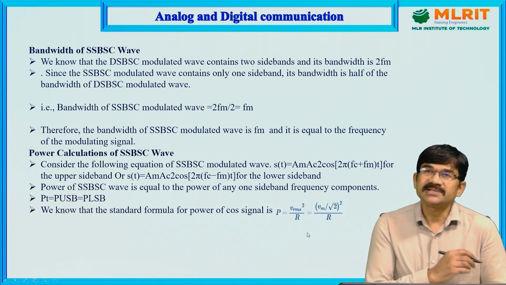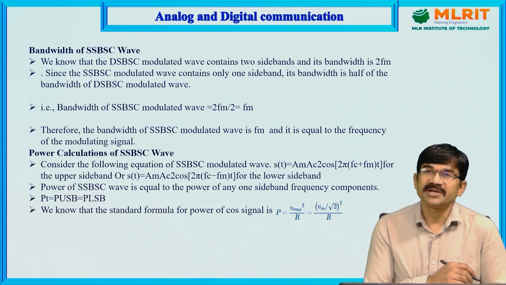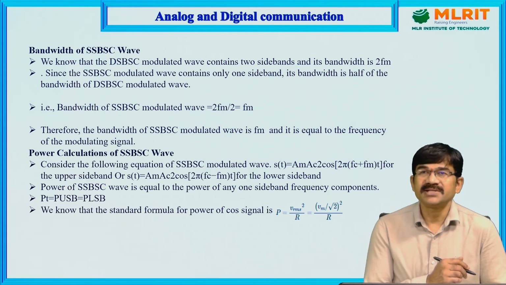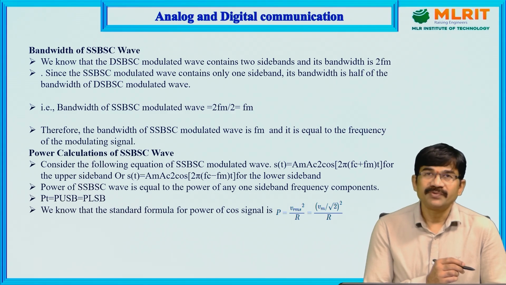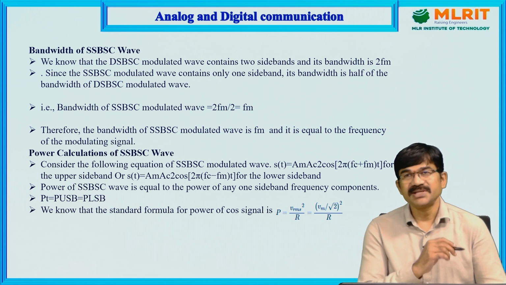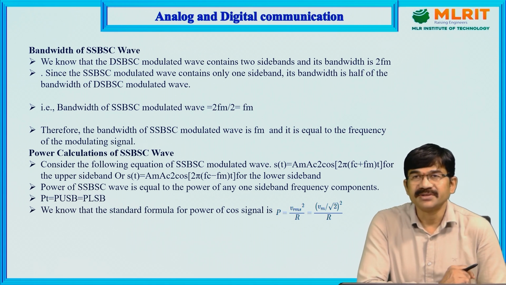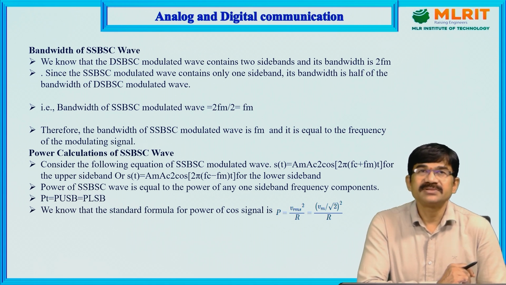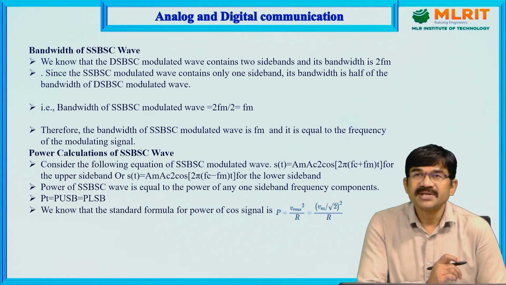So next, what is the bandwidth required for the transmission of the SSBSC? In AM, what is the bandwidth? 2 fm. In the DSBSC, what is the bandwidth? 2 fm. So what bandwidth is required for the SSBSC? In the previous DSBSC, two sidebands we are transmitting, so the bandwidth of the DSBSC is 2 fm. But in SSBSC, only a single sideband we are transmitting. Instead of transmitting two sidebands, we concentrate on and transmit only the single sideband.